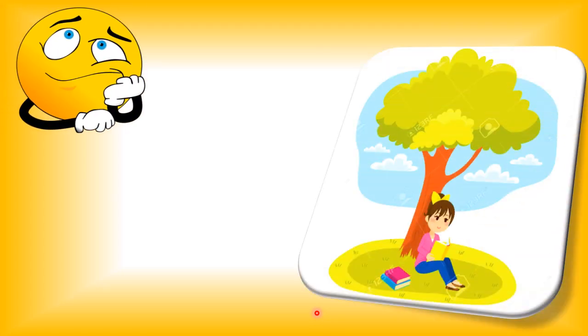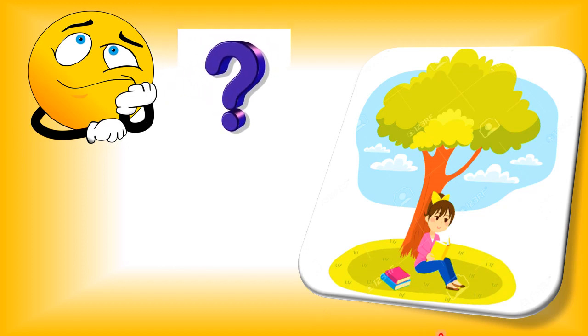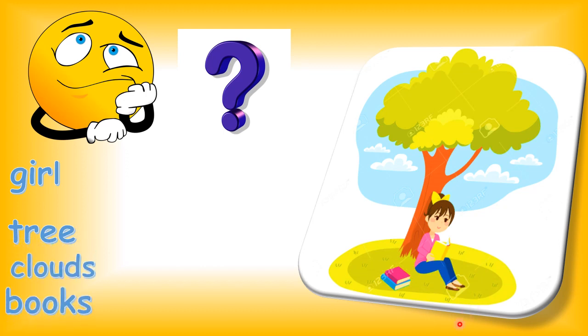Let's take a few more examples of subject and predicate. Children, what can you all see in this given picture? Girl, tree, clouds, books. Yes, children, we can see a girl, tree, clouds and books. So here we are going to talk about the girl, tree, clouds and books.